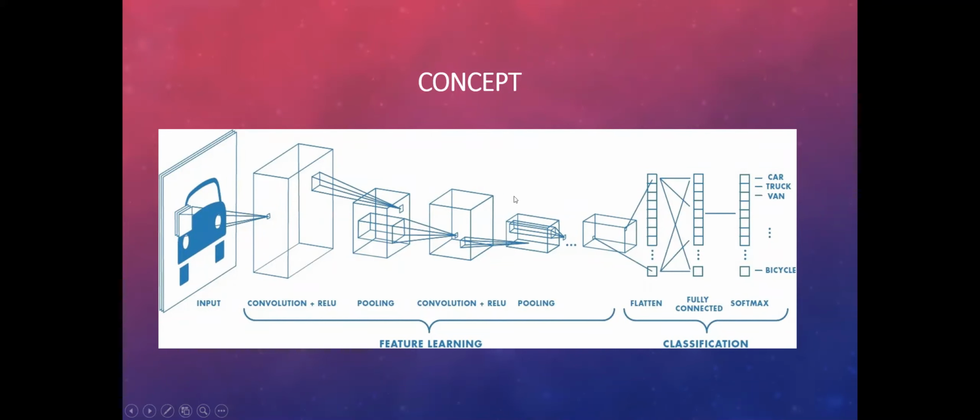What you're seeing on the screen is the architecture of a CNN, convolution neural network. As its name says, convolution neural network. So there are two topics to understand here: one is what convolution is, and one is what pooling is.